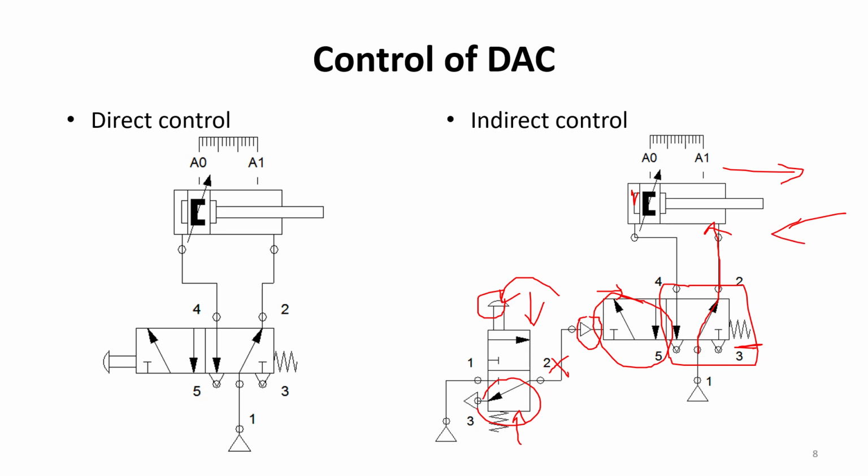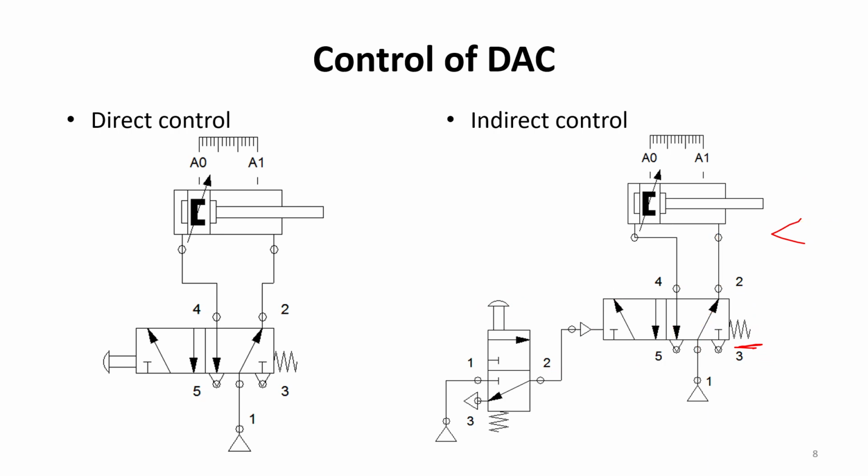So this is an indirect control of a double acting cylinder where the fluid flow into the cylinder is controlled by a pilot actuated 5x2 DCV, which in turn is controlled by a low pressure pilot line coming from a manually actuated DCV, which can be located at a remote place.